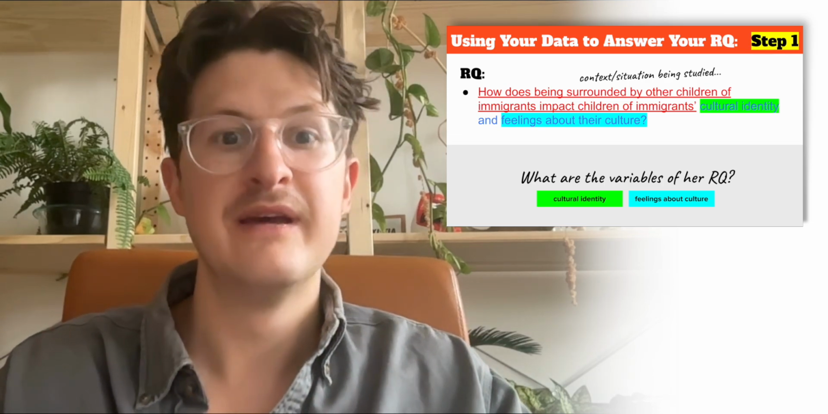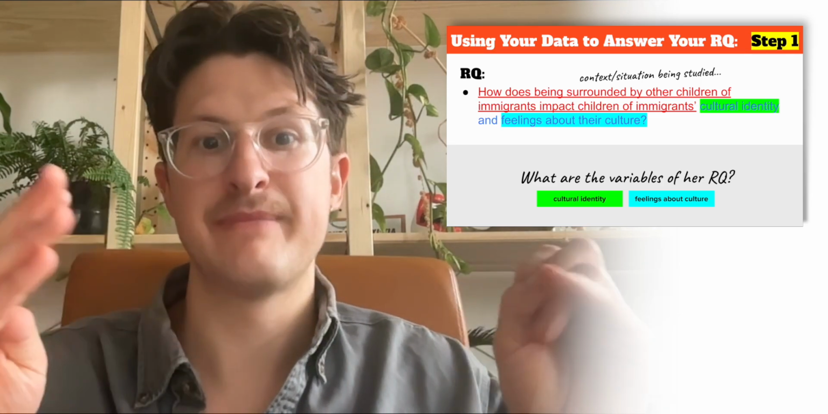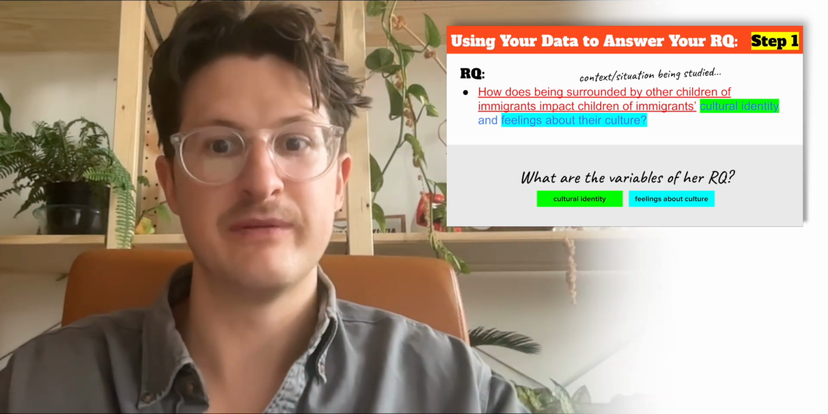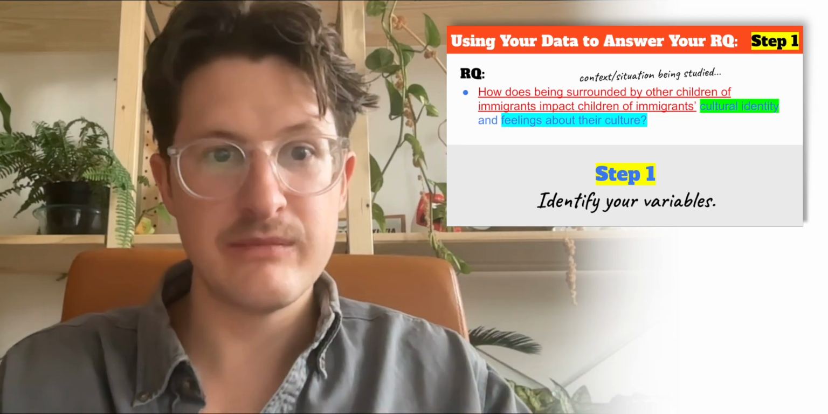In red, underlined, this is really the part of the research question where you're explaining the context or situation being studied. Surrounded by other children of immigrants, how does that impact our participants, the children of immigrants, cultural identity, and feelings about their culture? All right, so that's step one. Once you have your variables, then you can move on to the next step.